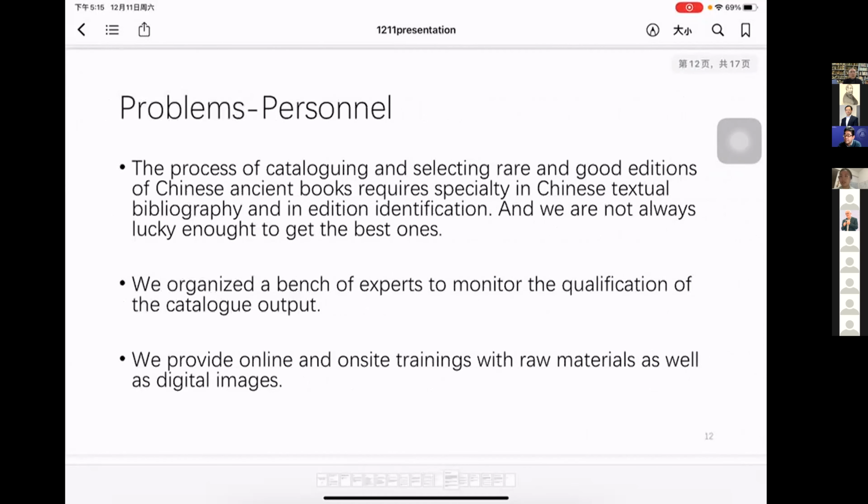Problem number 2 I would like to talk about today is personnel. The process of cataloging and selecting rare and good editions of Chinese ancient books requires specialty in Chinese textual bibliography and in edition identification. And we are not always lucky enough to get the best ones. So to deal with the problem, we organize a bunch of experts to evaluate the quality of the catalog output. And also we provide online and on-site training with raw materials as well as digital images.